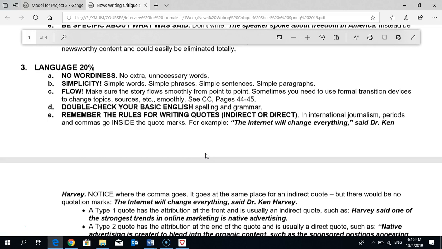Okay, so flow. Make sure that your story flows smoothly from point to point. Sometimes you need to use formal transition devices to change topics, sources, etc. But just make sure it's smooth. Double check your basic English, obviously. Remember the rules of writing quotes.